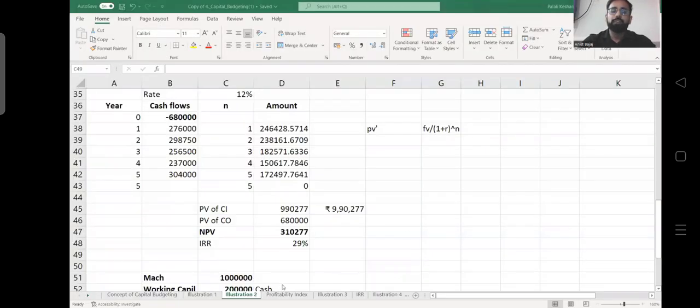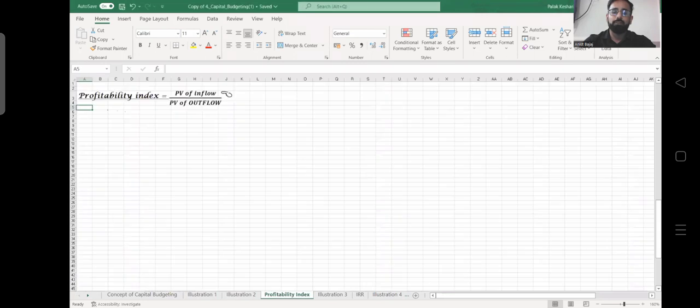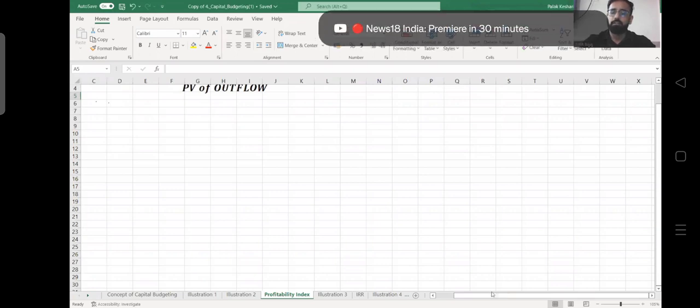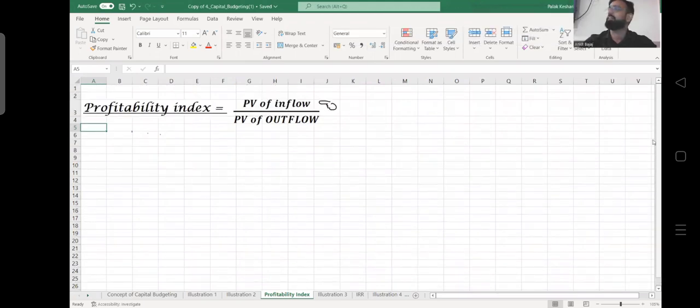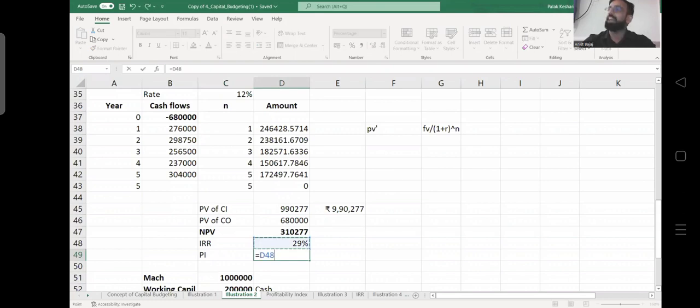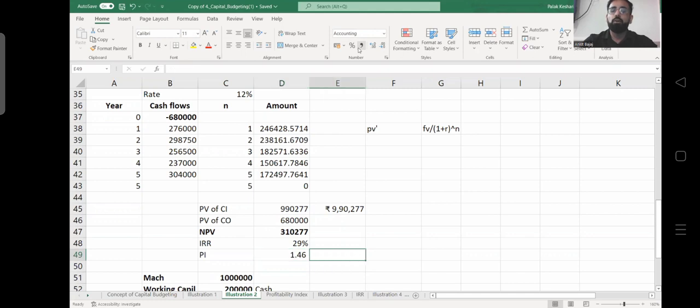You know what is profitability index? If you see the formula in the next sheet, the formula is given. Formula for profitability index is present value of inflows divided by present value of cash outflow. First, I will calculate the value here. The present value of inflow is 9,90,277, divided by present value of cash out. If I press enter here, I will get the answer, that is 1.46 times.